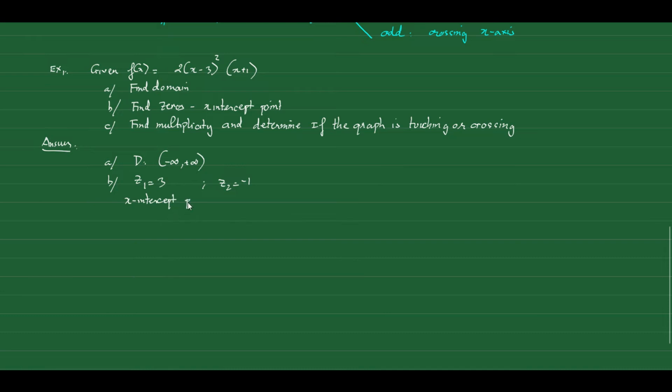So what are the x-intercept points over here? In ordered pair form, the first point will be (3, 0) and the second will be (-1, 0). So we have only 2 x-intercept points.